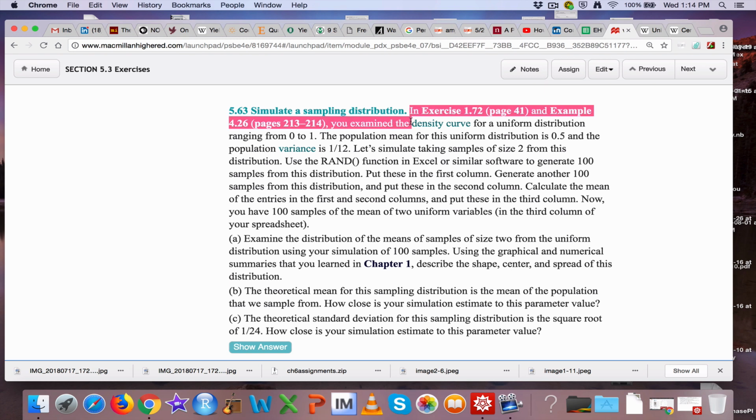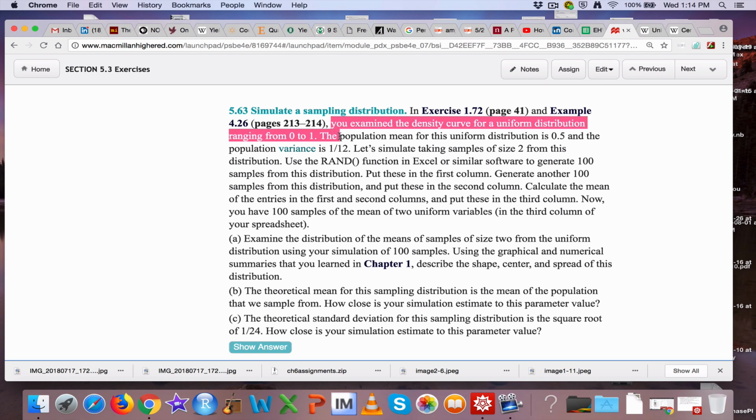This first starts by referring to some previous exercises. You don't need to look back at those unless you happen to have the book, but we can describe those exercises as saying we examine something called a density curve for a uniform distribution ranging from 0 to 1. So numbers sampled from this distribution would be evenly spread between 0 and 1, which is the idea of the name uniform.